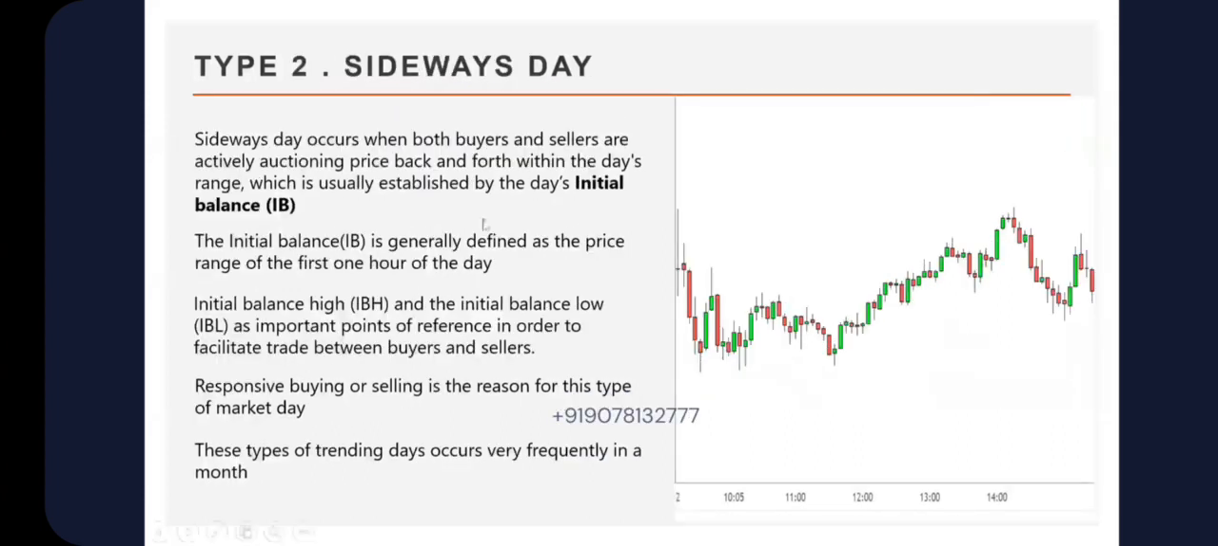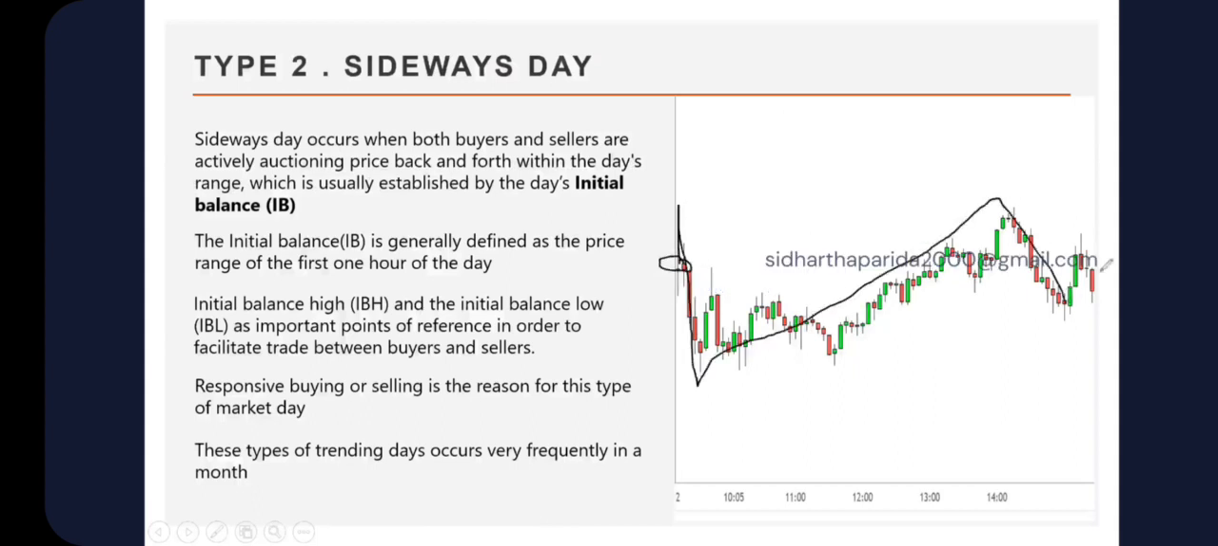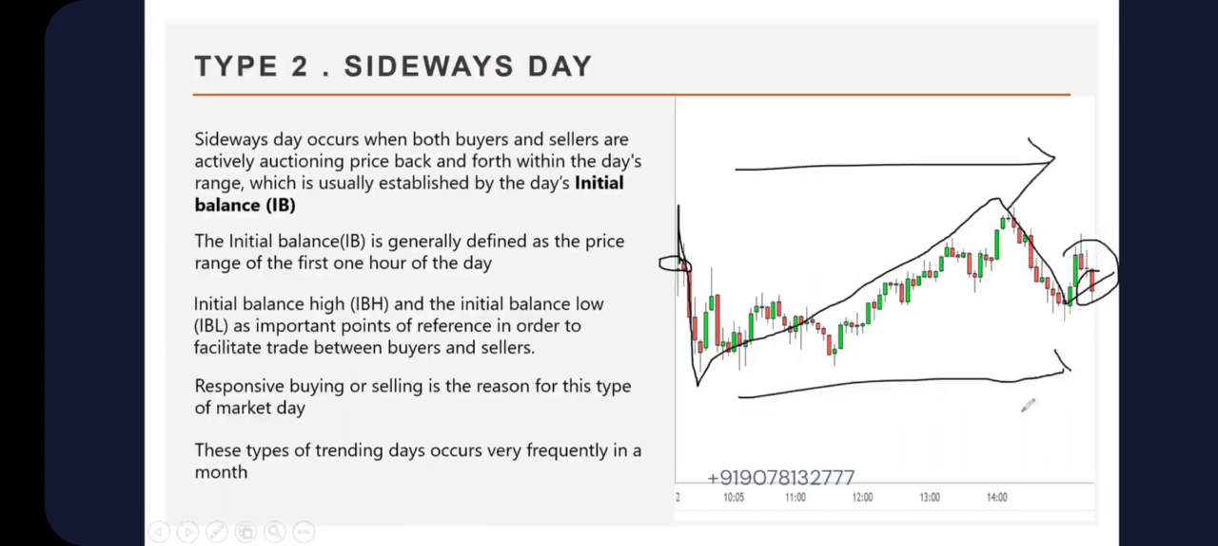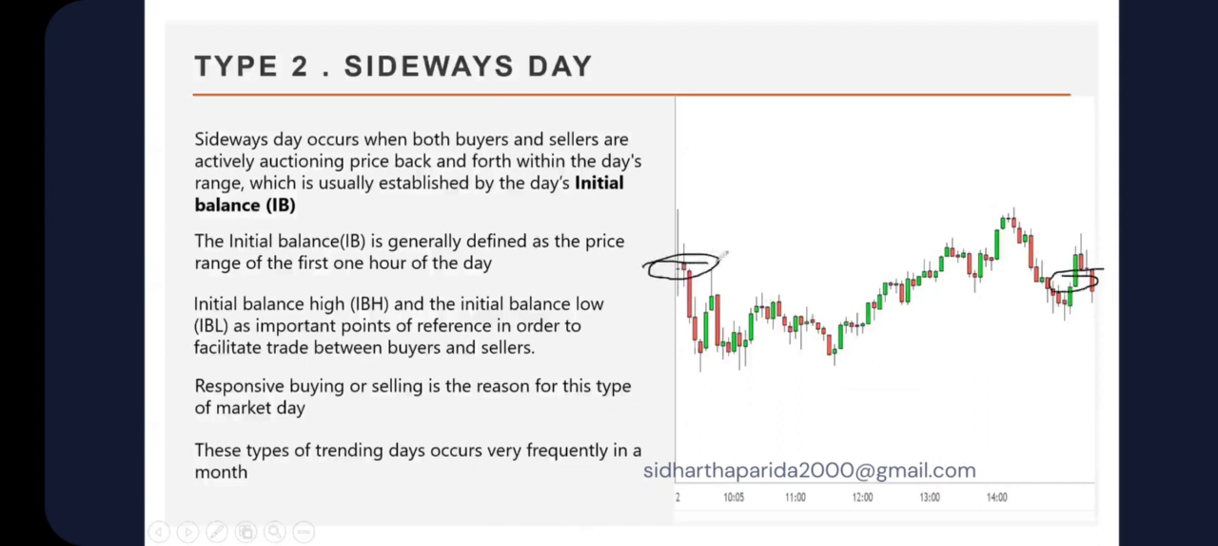Next come the sideways days. A sideways day occurs when both buyers and sellers are actively auctioning price back and forth within the day's range. Sideways days look like this. It opened here, it went high till here, it came low, then it went high and finally closed, right? So what is the day? Sideways day. Neither did it go up, nor did it go down. It opened here and closed also somewhere near the open. That is called a sideways day, which is usually established by the day's initial balance.